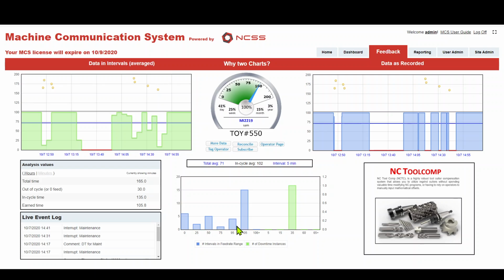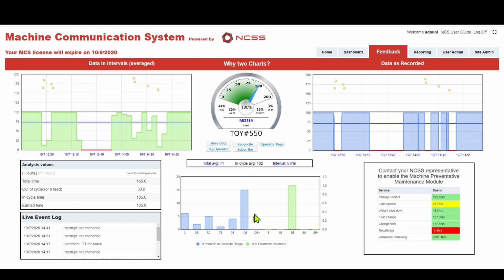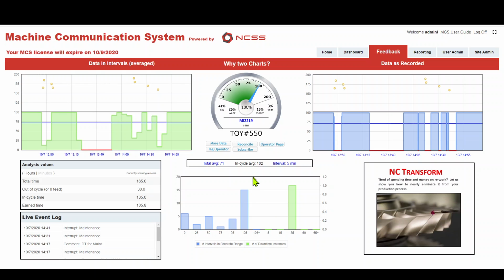And so ideally, the columns here in the middle should be the highest ones because we want the most intervals in a high feed rate capacity, and we want most of our downtimes to be as short as possible. So if it's anything other than tall in the middle, we're going to need to tweak your process, and that'll make you more money. So now let's go ahead and navigate to the Reconcile page.